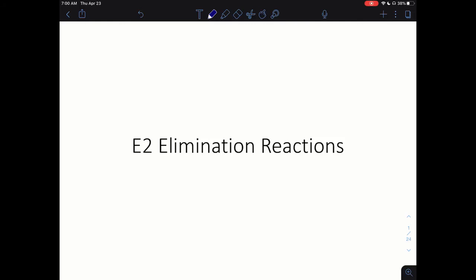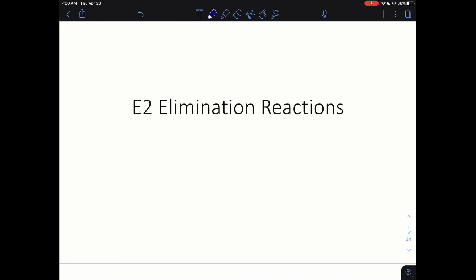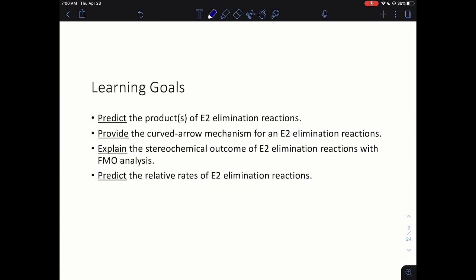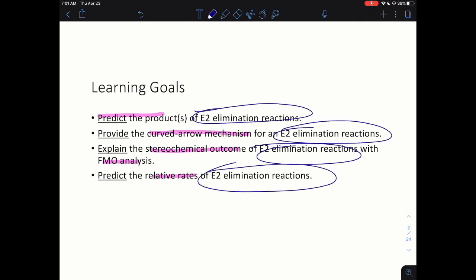In this video, we're going to discuss E2 elimination reactions. Our learning goals are to predict the products of an E2 elimination reaction, to draw the curved arrow mechanism for an E2 elimination reaction, to think about the stereochemical outcome using FMO analysis, and to predict the relative rates of E2 elimination reactions. So I guess we better get started by figuring out what an E2 elimination reaction is.